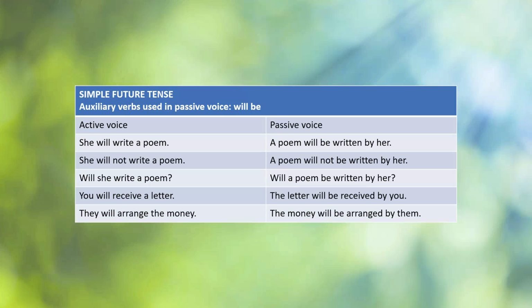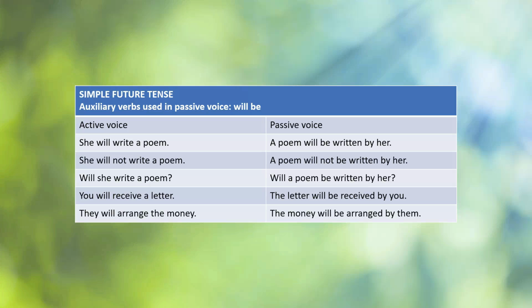Simple future tense. In simple future tense only one auxiliary verb is there, that is will be. Now let's see one by one. Active voice sentence: She will write a poem. This is active voice. In future tense, we use will, and with will, we use the V1 form, that is the base form of the verb. In passive voice, she and a poem, these two words, subject and object, will be interchanged. So, a poem will be written by her.